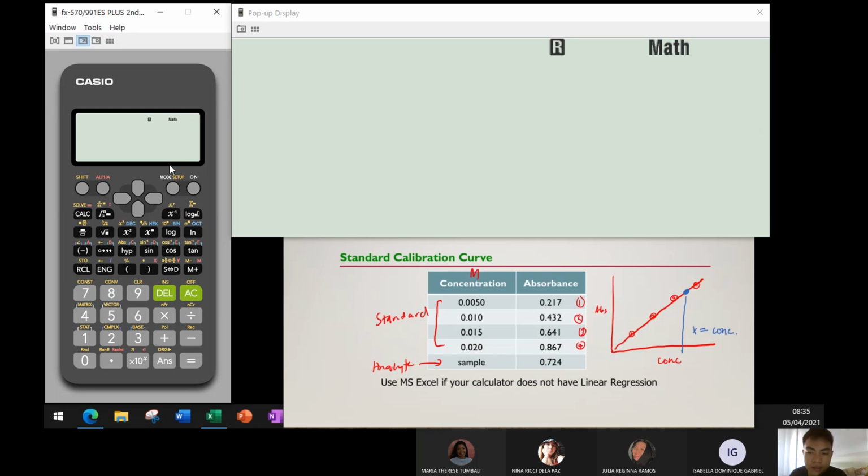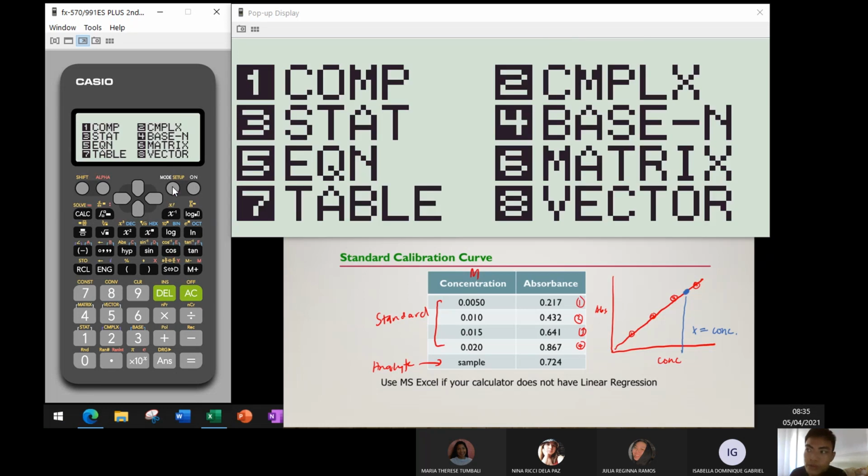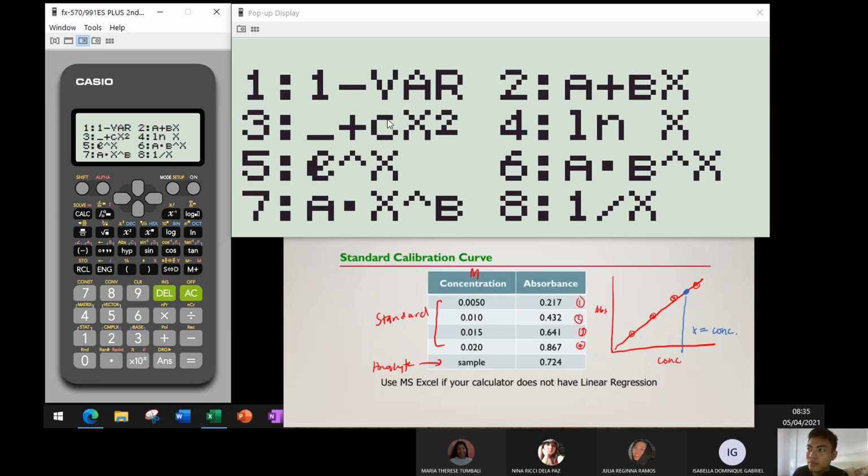If you want to access the regression analysis, just go to mode. Punta lang kayo sa mode. Then, may makikita kayong stat. Meaning nun, statistics. When you press statistics, you will be given lots of options. You have the one variable which we use to get the mean, the standard deviation.